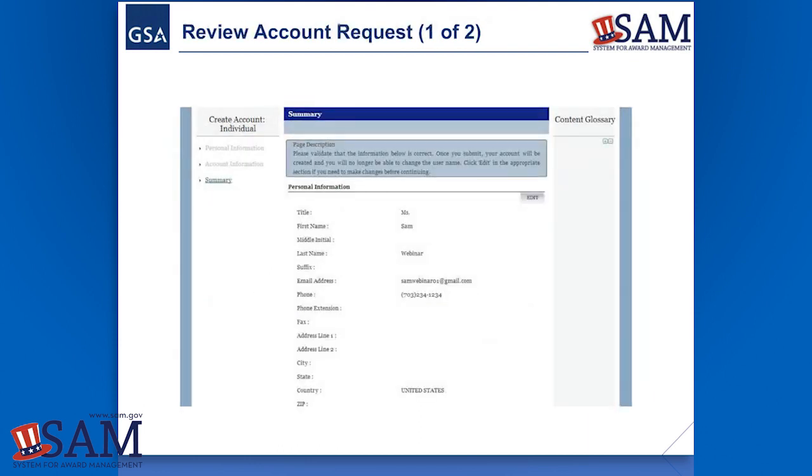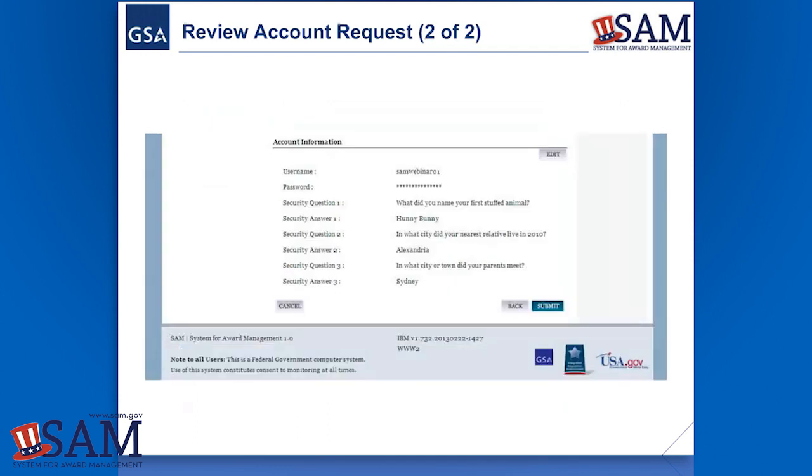At that point, you've provided the system with all the information it needs to create an individual user account. You're going to review the information, again, focusing mostly on the email address because that's really the key point. You're going to, again, check your user security questions to make sure that you've got those on hand in case you need them later. And then you're going to submit.